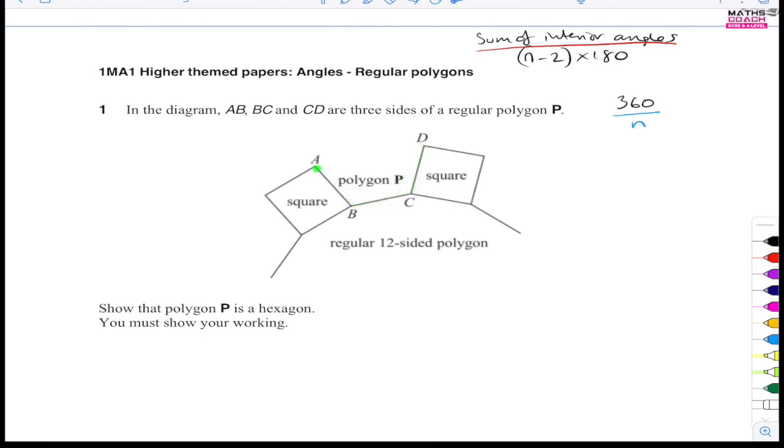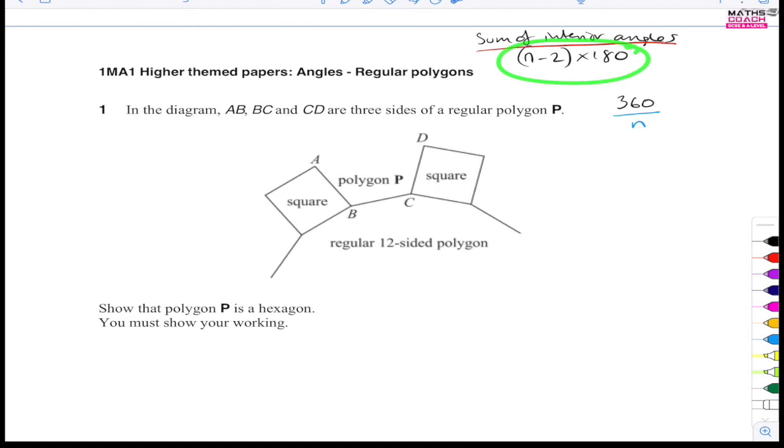Okay, so this side here is the same length as this, same length as this, and this angle here is the same as this angle there. And we are also told that this is a 12-sided polygon. Okay, I can't draw the rest of it. Show that polygon P is a hexagon. So I have to show that this is a hexagon and therefore it has 6 sides.